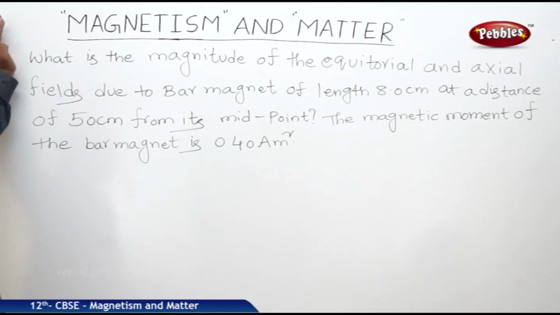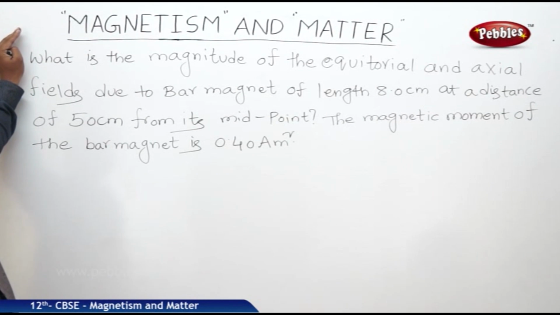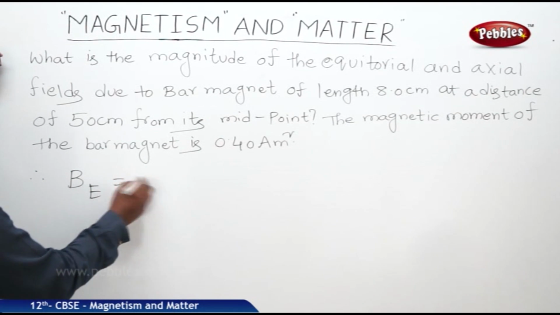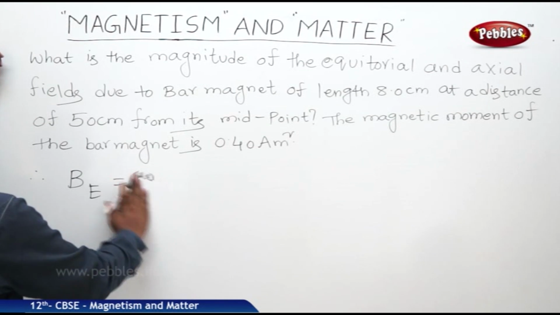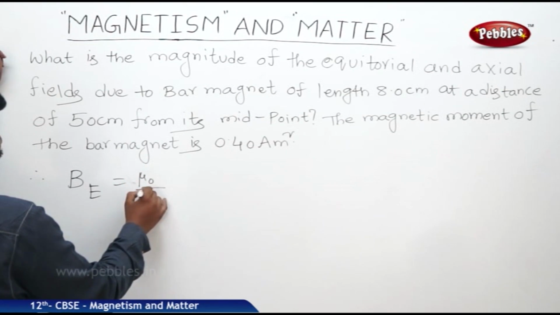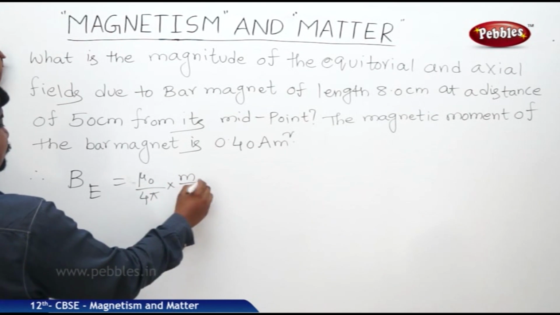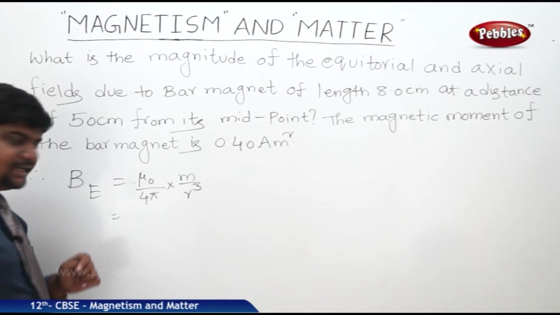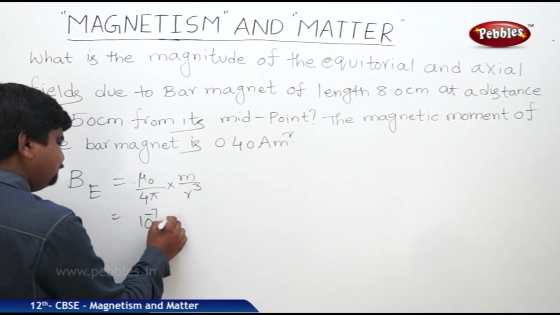This is a problem related to the magnetic field due to a dipole at equatorial and axial points. What is the magnitude of the equatorial and axial fields due to a bar magnet of length 8 cm at a distance of 50 cm from its midpoint? The magnetic moment of the bar magnet is 0.40 A m square. So the magnetic field at the equatorial point is mu naught by 4 pi into m by r cube. Mu naught is 4 pi into 10 to the power of minus 7. 4 pi gets cancelled. This whole will become 10 to the power of minus 7.